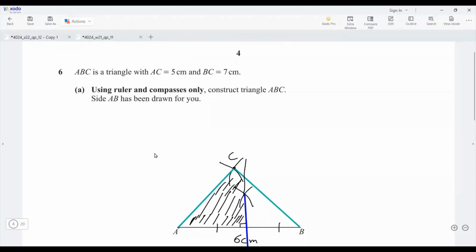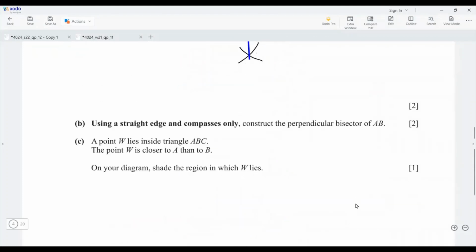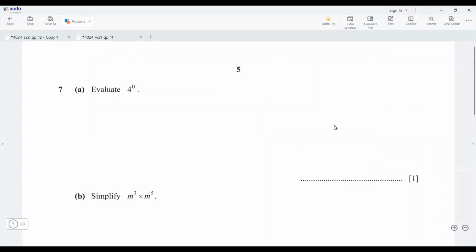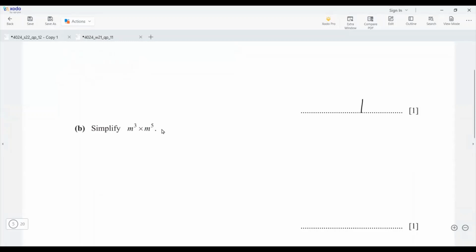So moving ahead to question number 7. It's a basic indices question. So how to solve it? Any number raised to the power of 0 results in 1. If it is a variable or a constant number having power 0, the result always gives us 1.